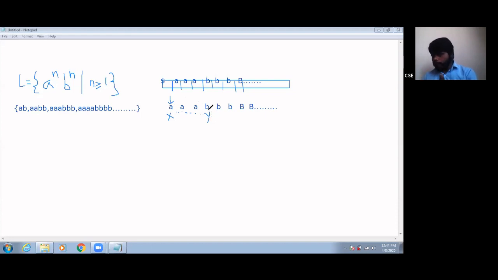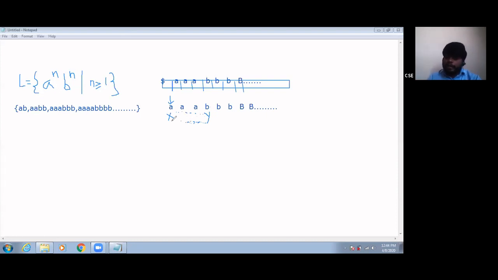Now after seeing B, immediately what I have to do? I should not go to the right hand side. I have to move left hand side. See my logic: for 1 A I have seen 1 B, so I am moving left hand side. While moving left, you may encounter any number of A's. Simply listen to my wording carefully. This same wording I am going to implement in the Turing machine. While moving left, for any number of A's, I will keep moving left.